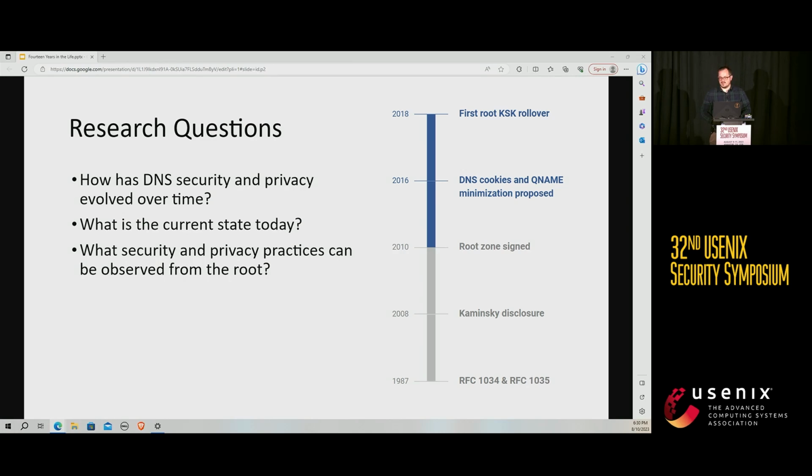We can start answering the first few questions just by looking at historical events, such as the ones shown on the right. To get a fuller picture, though, you need to dig deeper into the actual behavior of DNS resolvers. So we attempt to do just that by looking at what security and privacy practices can be observed from the perspective of the root server.